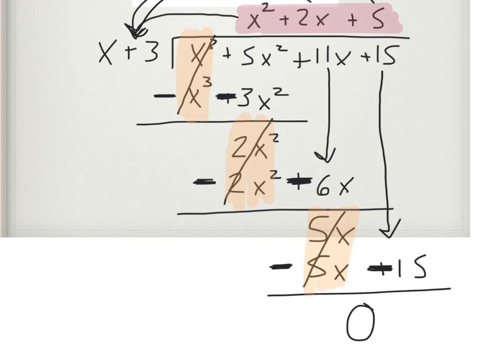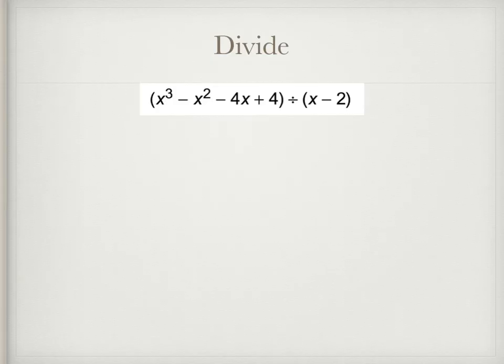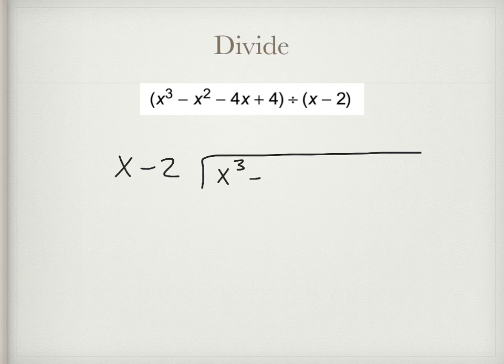Okay, one last example. What do we do first? X minus 2 divides x cubed minus x squared minus 4x plus 4. Do we have anything we need to add in here? No, we have all the terms we need. So where do we start?